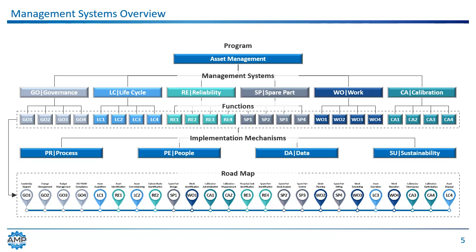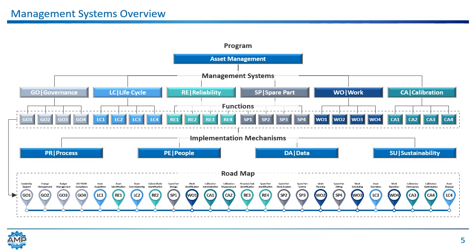Governance is related to program definition, management, and control. So it's of most interest to the management staff who will be responsible for the overall program. Lifecycle focuses on procurement, condition monitoring, and disposal of assets, so it's of interest to people in finance and engineering. Reliability, spare parts, and work are of interest to the personnel who care for the assets directly, as is calibration.